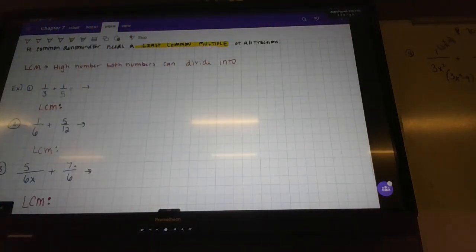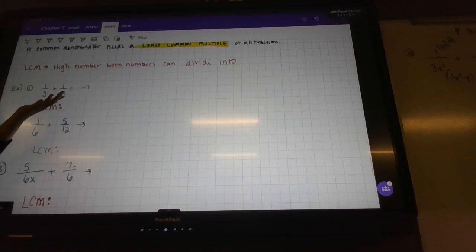All right. So, Keith is just yelling out 15. 15 would be the least common multiple between 3 and 5. A least common multiple is a high number that both numbers can divide into. So we've been factoring for a long time. Factors are lower numbers, multiples are higher numbers. So when I'm trying to pick a common denominator, I'm actually going big. Go for a bigger number.